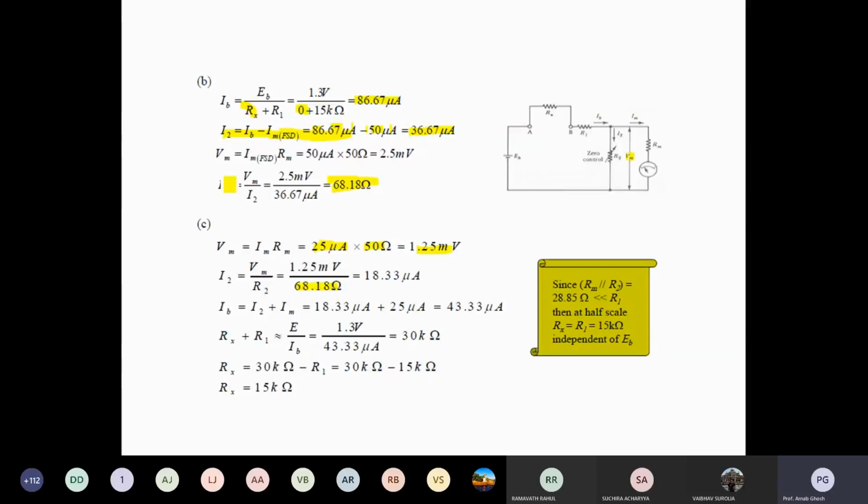So what is the value of IB? IB equals I2 plus Im. So I2 plus Im is coming 43.33 microampere.